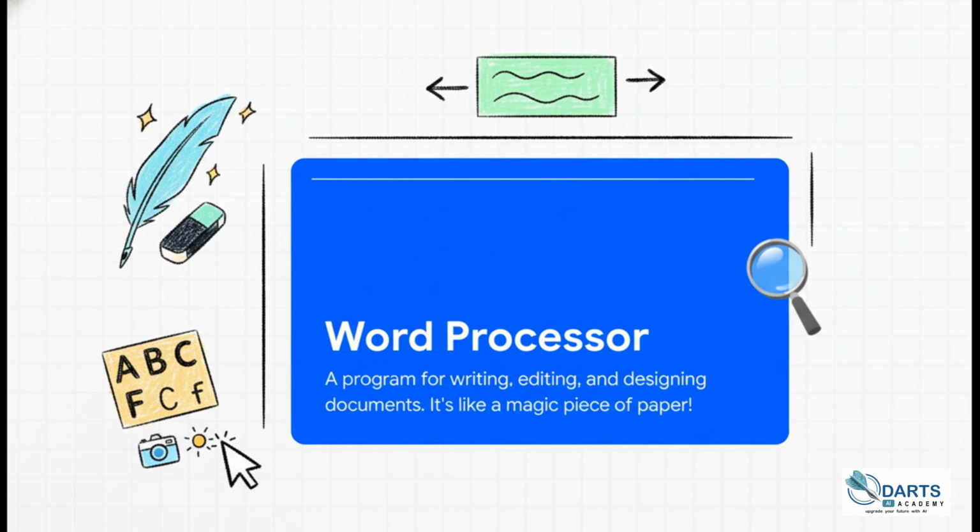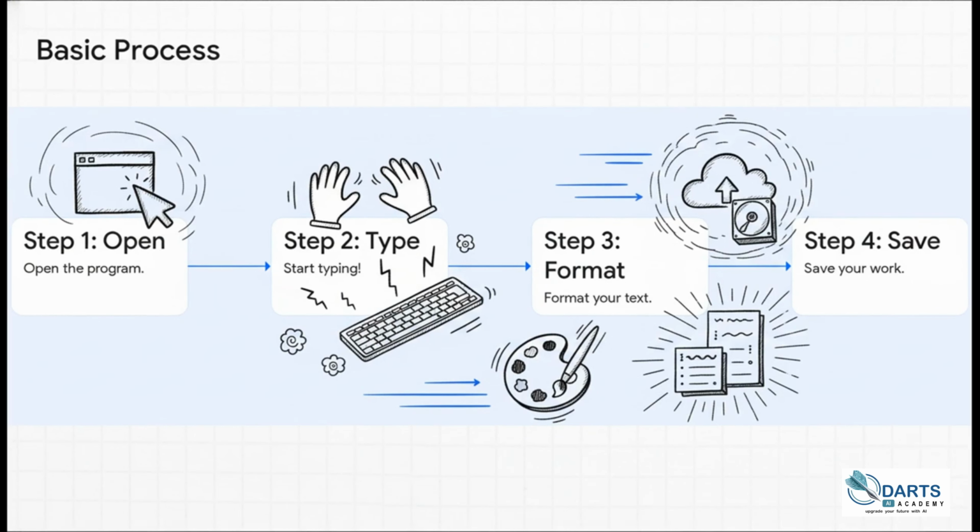So what even is it? Well, I love this analogy. It's like a magic piece of paper. Think about it. You can write something, delete it with zero mess, move entire paragraphs around. You can't do that with a pen. It gives you total control over how everything looks. And getting started is actually so simple.